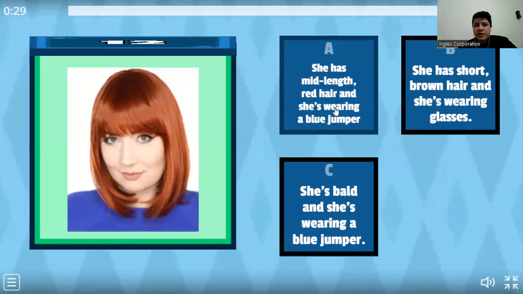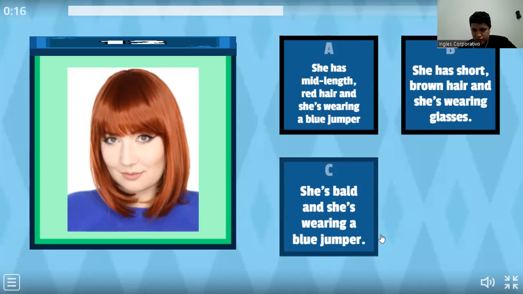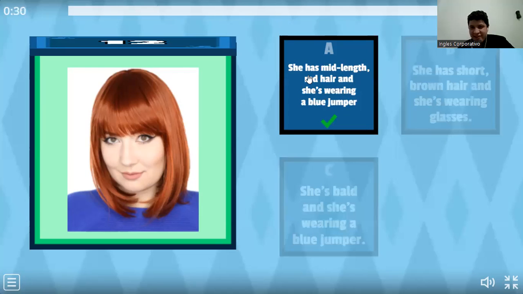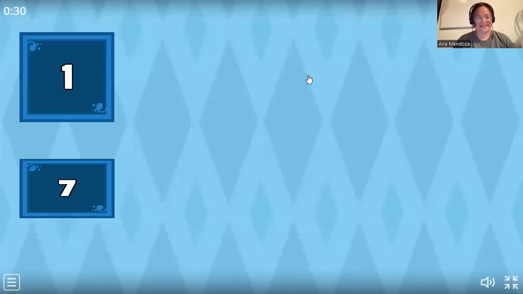So we have these alternatives. She has medium red hair and she's wearing a blue jumper. She has short brown hair and she's wearing glasses. She's bald and she's wearing a blue jumper. What do you think, guys? The number 8. Let's see. Perfect. Very nice. Thank you, Anna. You're welcome.